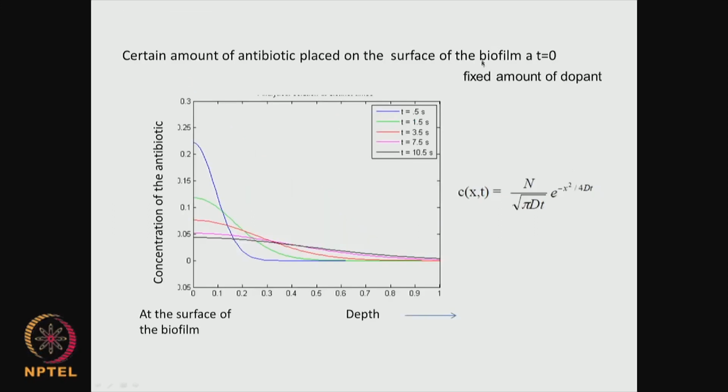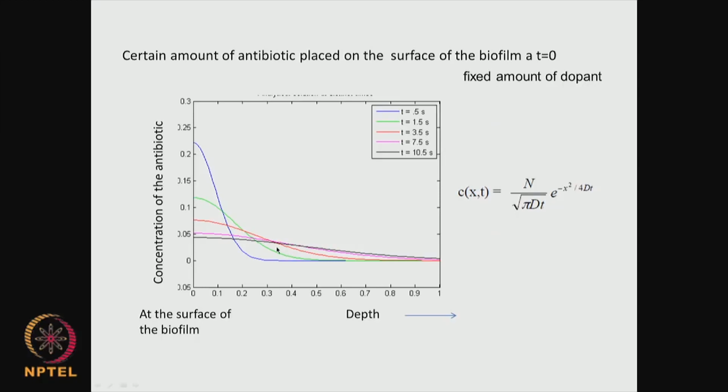Whereas, if you have a fixed amount of antibiotic, that means you place a certain amount of antibiotic and that is it, okay. So, initially at very low time at the surface of the biofilm you may have very high concentration. As we move inside the biofilm, the concentration may drop drastically, but this amount also will start falling down like this. Okay. So, as a function of time this graph will become like this and like this. So, in both these cases, as you can see, as you move inside from the surface of the biofilm, the concentration of the nutrient or antibiotic or oxygen will fall drastically due to the diffusion processes.